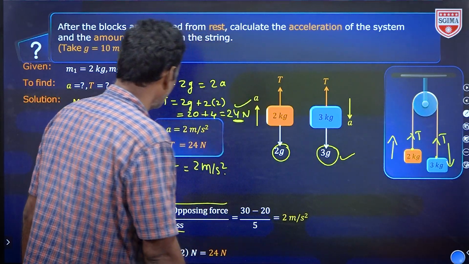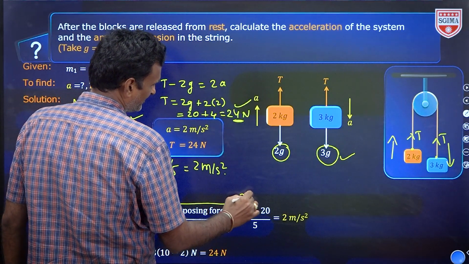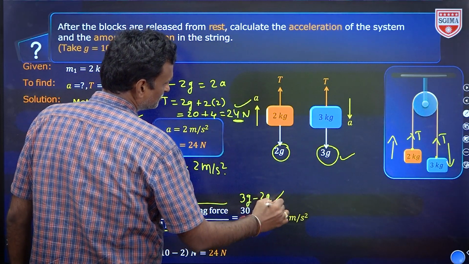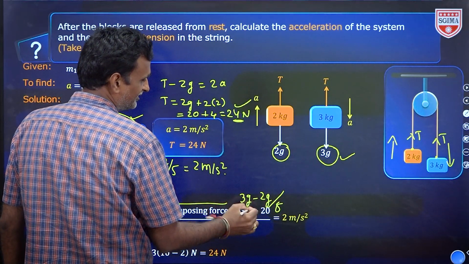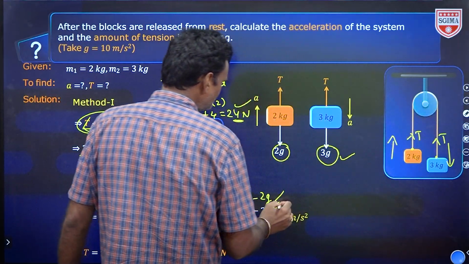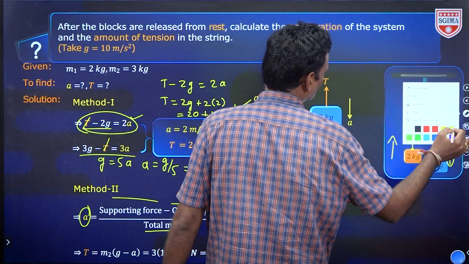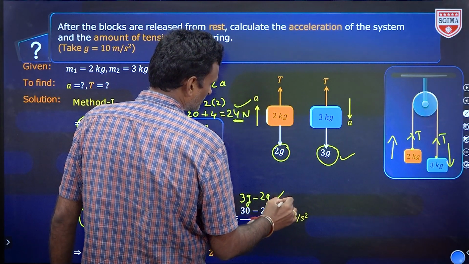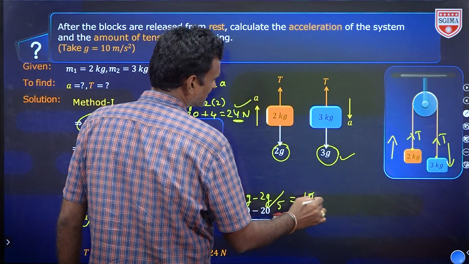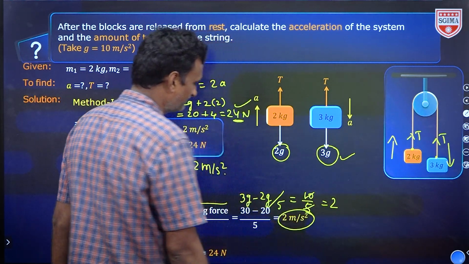So we can take here 3g minus 2g by total mass, 3 plus 2, 5. So 3g is 30 minus 20, so simply 10, that is 10 by 5, which gives 2. This is the answer we can get.